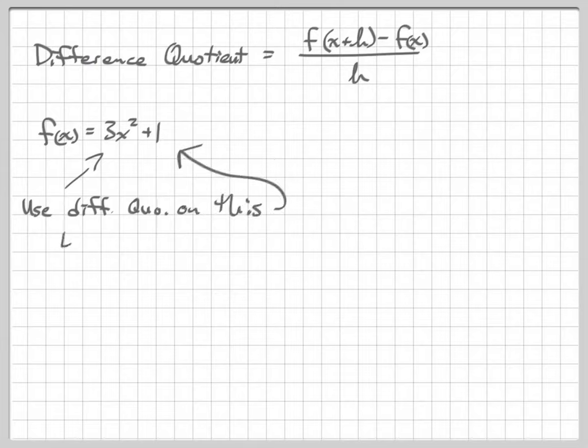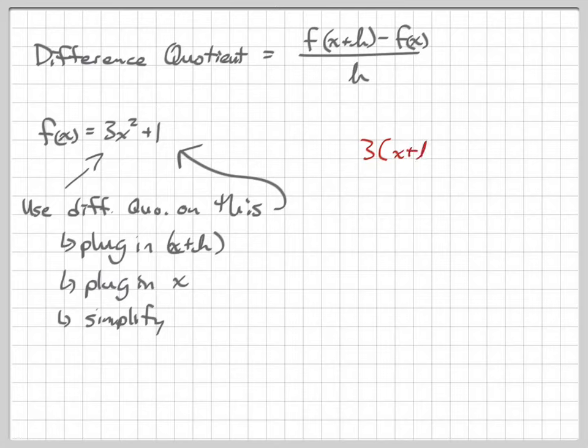Okay, so here's our difference quotient. We're going to use the difference quotient on this function. You see how f is written twice? That means we're going to have to use this function twice. The first time we're going to plug in x plus h, and the second time we're just going to plug in x. So let's write that down. We plug in the x plus h, and then you plug in the x.